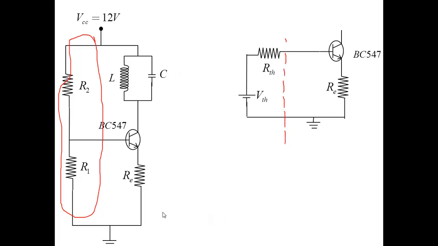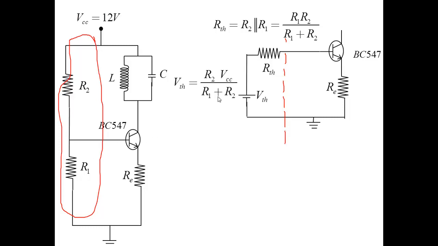So the Thevenin's equivalent is basically a resistance RTH and a voltage VTH, the Thevenin's voltage. The value of RTH we know is basically the parallel combination of R1 R2, and VTH will be the voltage across R1. Sorry, I have made a mistake here. This should be the voltage drop across R1, that is R1 by R1 plus R2 of VCC.